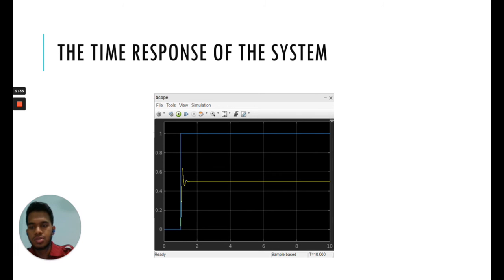So as you can see here, this is the graph that we got from the simulation, from the Simulink model that we did above. So that's all for our part 5. Thank you.